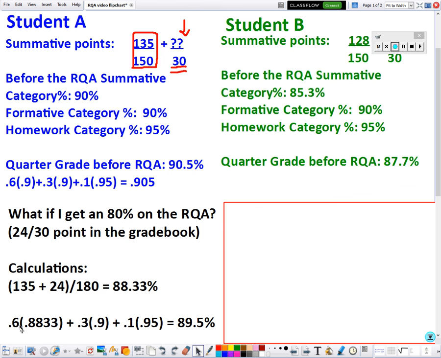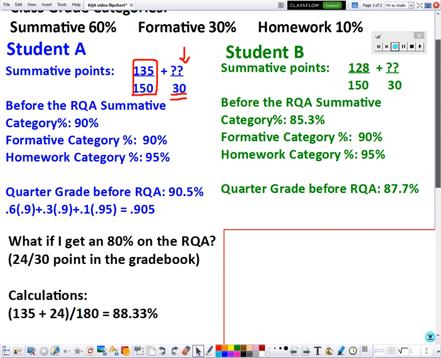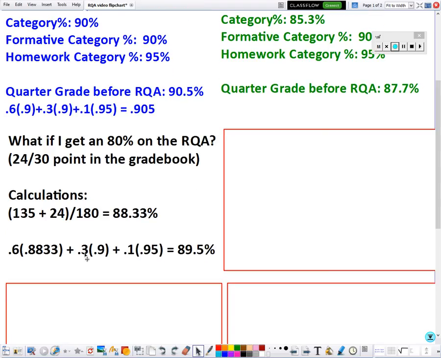If we take that times the 60%, remember this class has a 60%, and then your 30% formative of 90% and a 10% homework of the 95%, this student now has an 89.5 for the quarter. Got an A by the skin of their teeth. So it took their 90.5 to an 89.5 just by getting an 80 on the RQA.